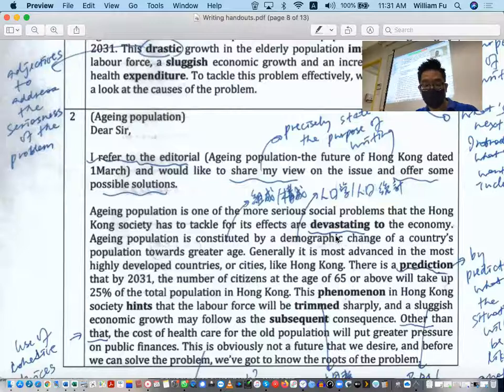Where was I? Okay. Now, generally, it is most advanced in the most highly developed countries or cities like Hong Kong, just like the graph that I showed you just now. Now, there is a prediction that by 2031, the number of citizens at the age of 65 or above will take up 25% of the total population in Hong Kong.